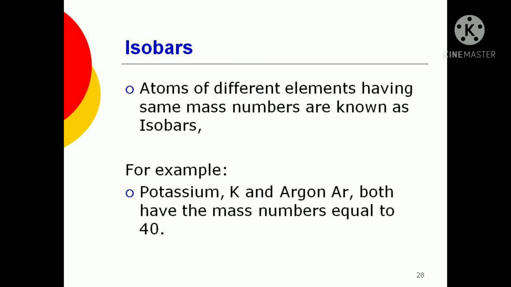These atoms are of different elements. They are different elements, but they have the same atomic mass. To them, we call isobars. One example is potassium and argon. They both have different atomic numbers but the same mass number.